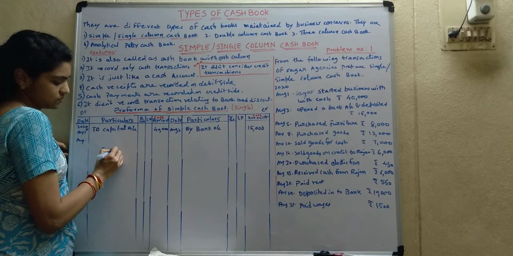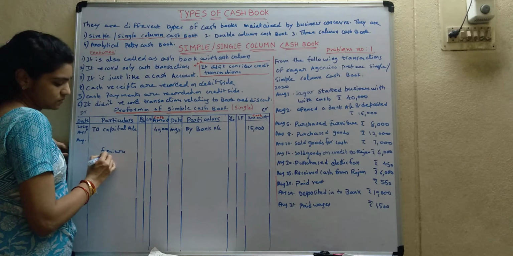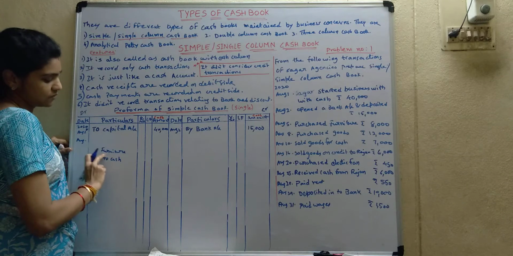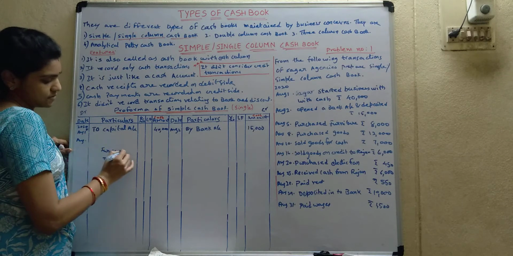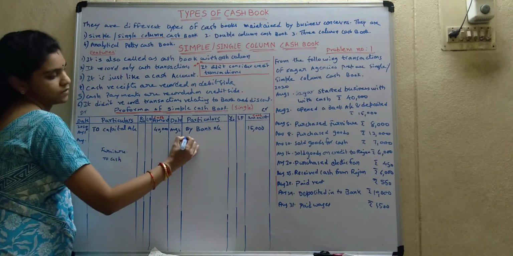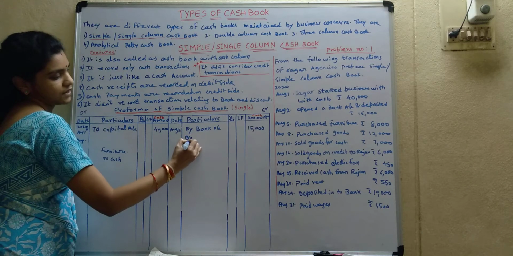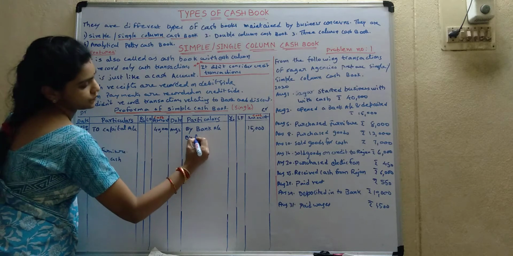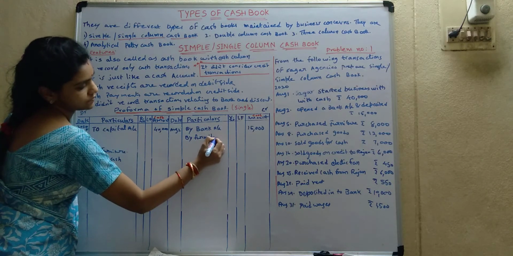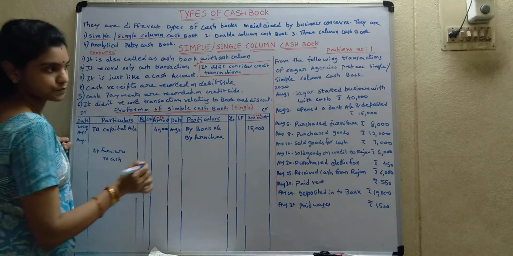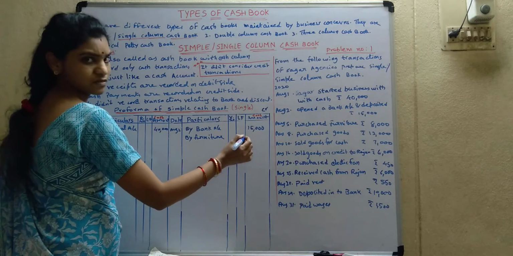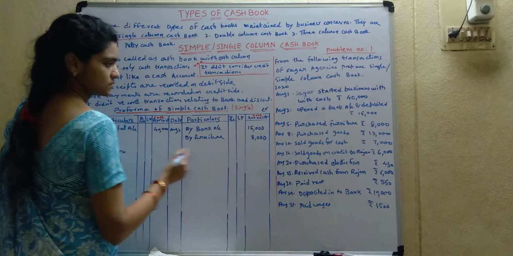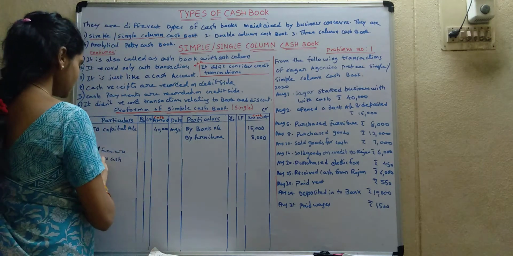Furniture to cash. So this is the cash account. This is the debit account's name, and we have to write it on the credit side. We have to add by for this. So by furniture. Then what's the amount? 8,000. And what's the next transaction?